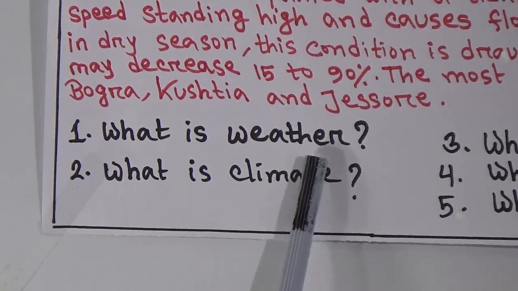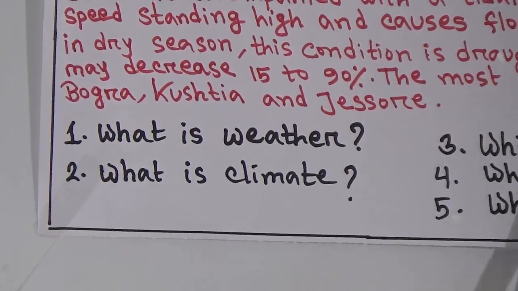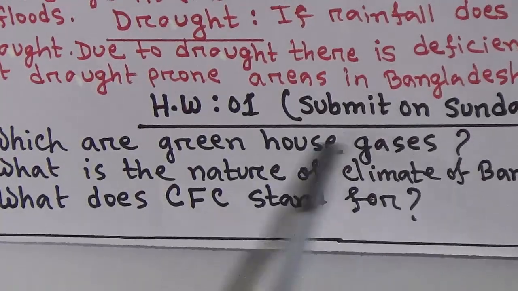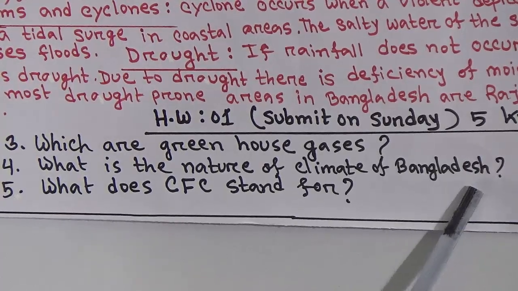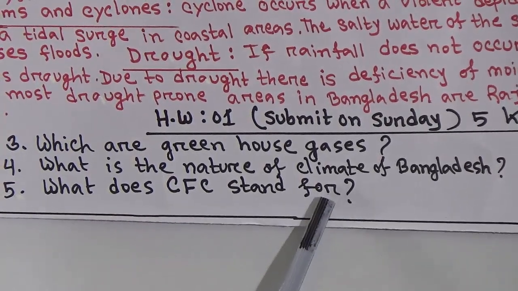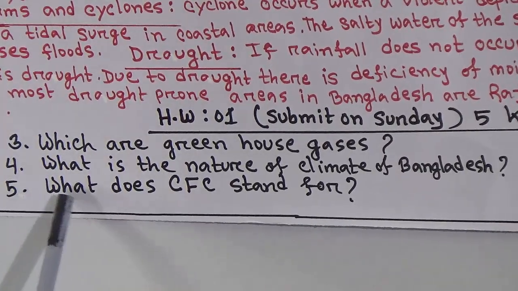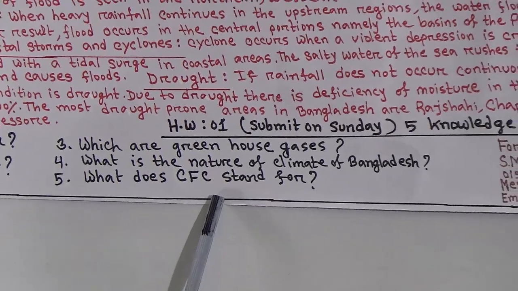What is weather? Number 2, what is climate? Number 3, which are greenhouse gases? Number 4, what is the nature of climate of Bangladesh? And the last one is, what does CFC stand for? These 5 questions carry only 1 mark each, and these are the knowledge based questions.